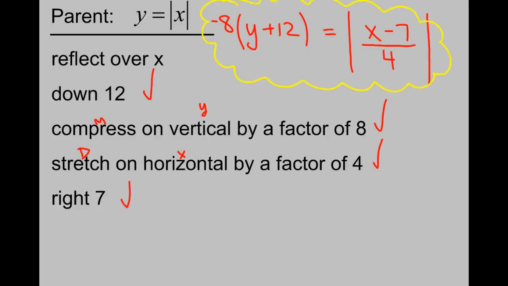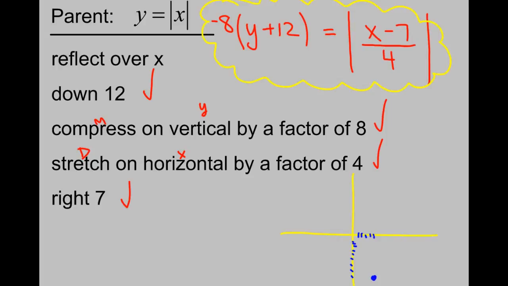Bada bing. Sketch a little graph. Okay, it's going to go up 12 to the right 7, down 12 to the right 7, down 12. So I don't know, just down to it. So down there somewhere. Okay, just label your vertex. Compress on the vertical by 8.